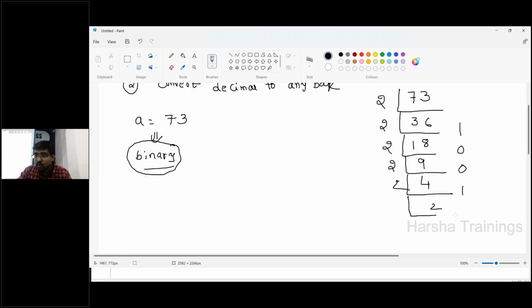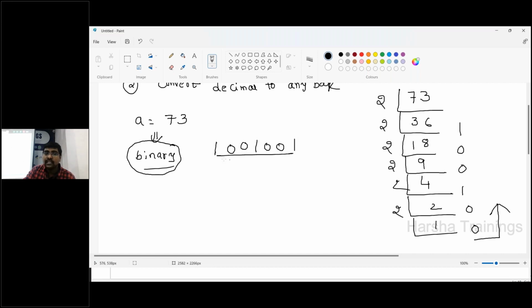2 2s are 4... sorry, 2 1s are 2. The remainder is 0. Now 1 is less than 2, no need to divide. Now my division operation is completed. Write down the answer in the reverse order. What is the binary value? 1 0 0 1 0 0 1. This is my binary value.